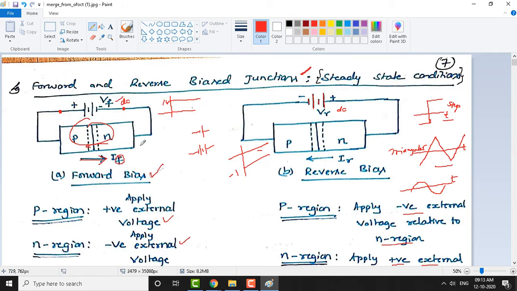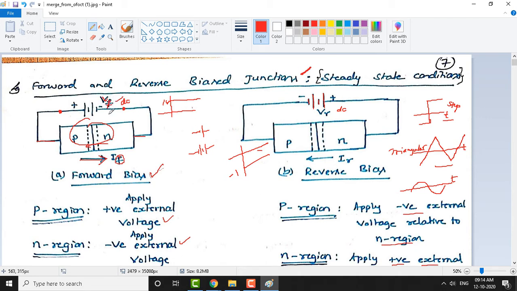Anyway, now let us start focusing on the steady state conditions. You can see this is a PN junction, and you can observe here the corresponding terminals where they are connected. First, let us take the forward bias condition. This is the PN junction. This is the forward bias condition. You can see the voltage applied here is VF. We have denoted it here as VF.